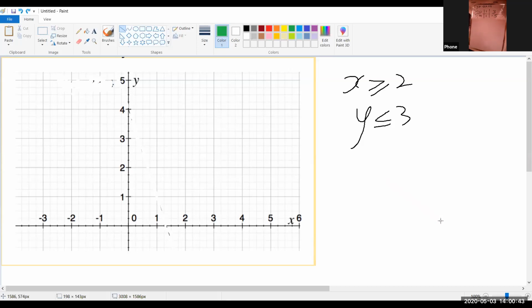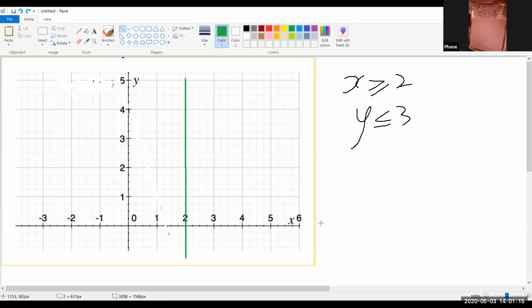So we first have to locate where x is equal to 2 on the x-axis. So that will be over here. This is where 2 will be. As you all can see right here, 2 is right here. So it's a vertical line. So we're drawing it here.